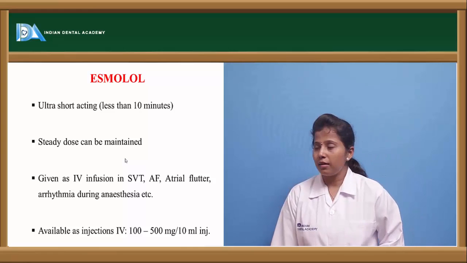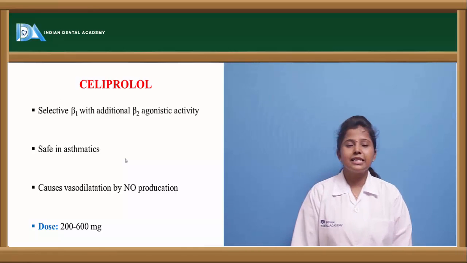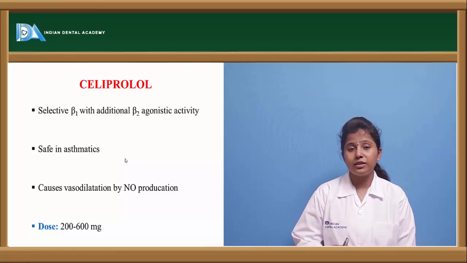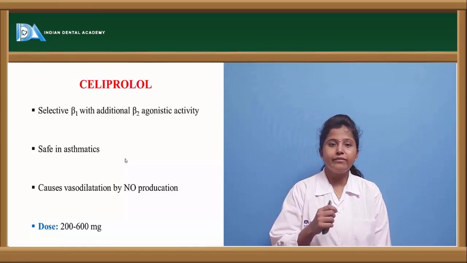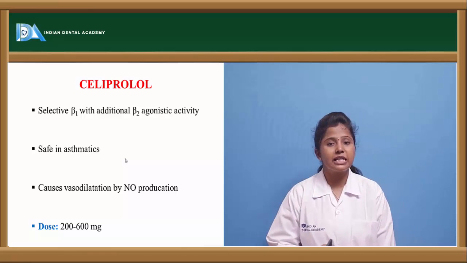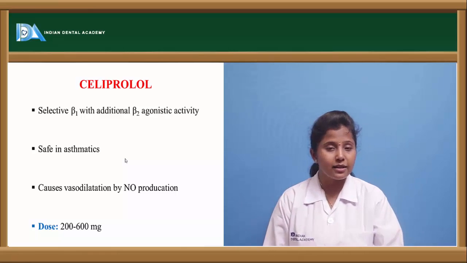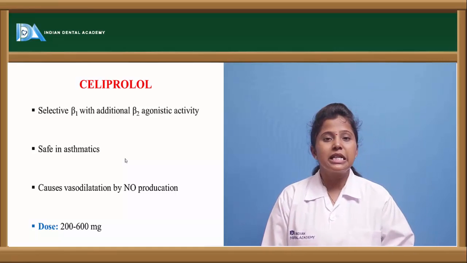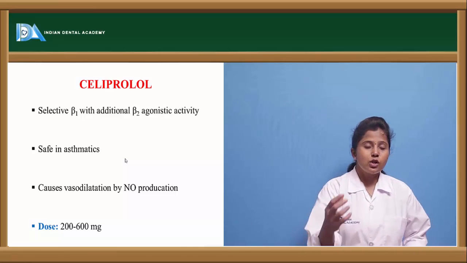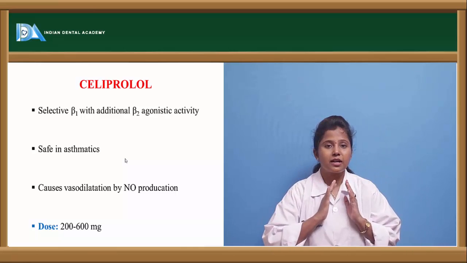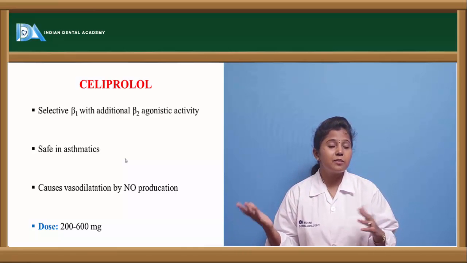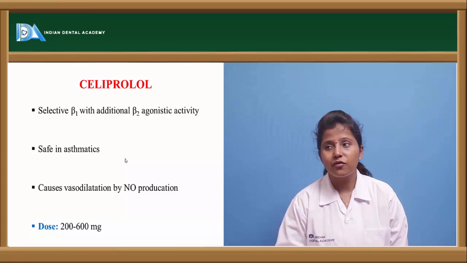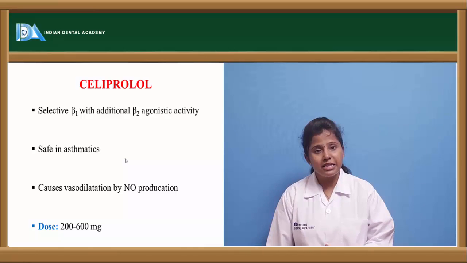The other drug is celiprolol. Celiprolol is a selective beta-1 receptor antagonist. Apart from showing beta-1 receptor antagonism, it also shows beta-2 agonism activity. So what does this mean? While it is blocking the beta-1 receptor, it shows affinity towards the beta-2 receptors, where it shows a sympathomimetic effect.